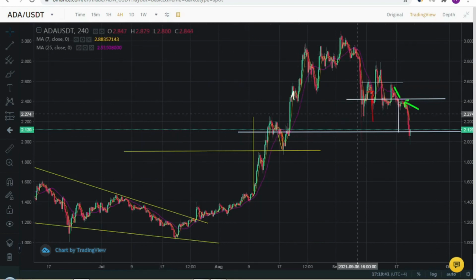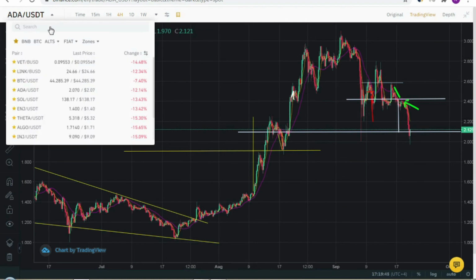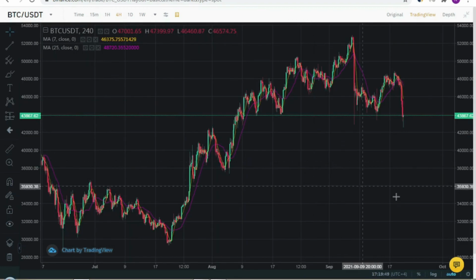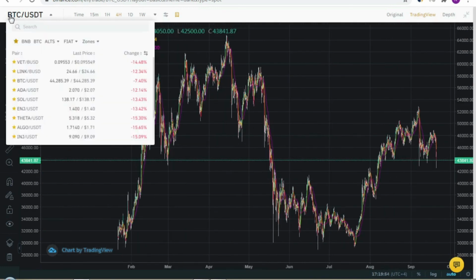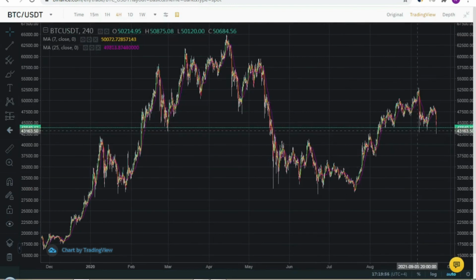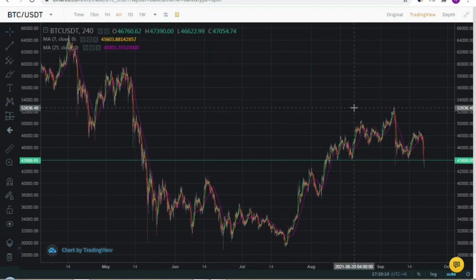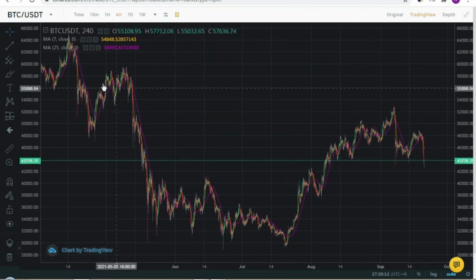Now that we are struggling to break through with Bitcoin at 52,000, so this is Bitcoin, BTC here. We came down this road and we have rallied up to 52,000 here. Now 52,000 is our zone of resistance.